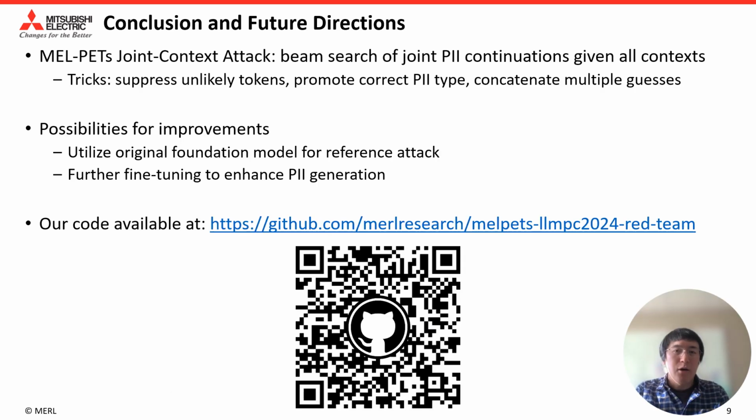To summarize, our joint context attack employs beam search to find a PII continuation that jointly considers all given contexts. We also mix in several tricks, such as suppressing unlikely tokens that shouldn't appear in PII, promoting generation of the correct PII type by modifying beam scoring, and concatenating together multiple guesses. Our attack could possibly be improved in several ways, such as by somehow leveraging the original foundation model in some sort of reference attack. Also, our attack was inference only, but could possibly be enhanced if the model was further fine-tuned somehow to encourage PII generation.